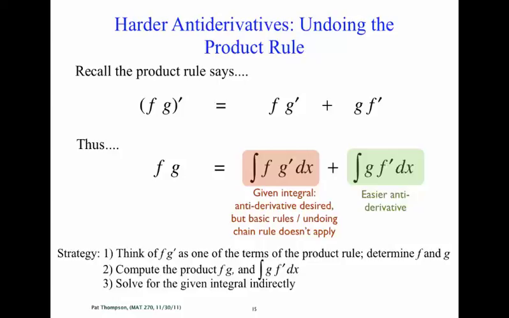So our given integral is the red one. If we can figure out what f and g prime is and get f and g, then we can indirectly find the value of this by finding f times g and finding this easier antiderivative g f prime. So then what would the answer be? It would just be f times g minus this easier one, which would then be equal to the one we want. Basic premise, make sense?